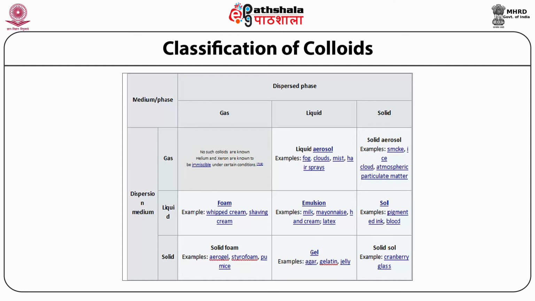So, if we talk about liquid as the dispersion medium, the dispersed phase can be gas, liquid, or solid. If it is gas, then the examples are foam, cream, and so on. If the phase is liquid, then it is emulsion, and if it is solid, it is called sol. If the dispersion medium is solid, then the dispersed phase can be gas, liquid, or solid. So it can take the form of solid foam, gel, or solid sol, respectively.